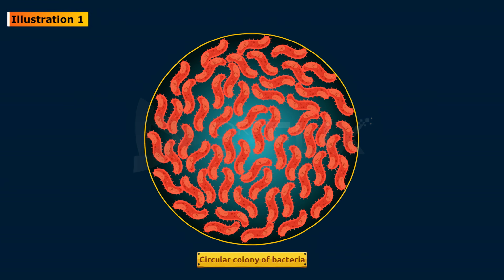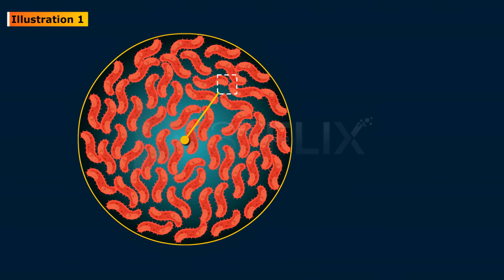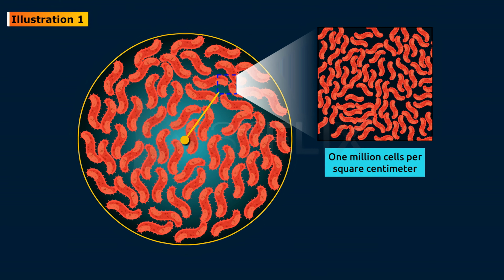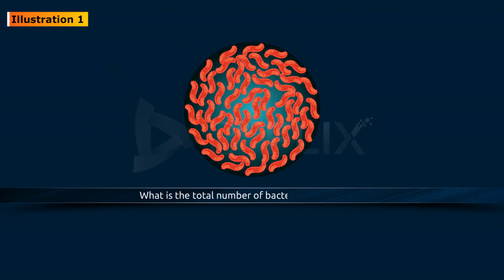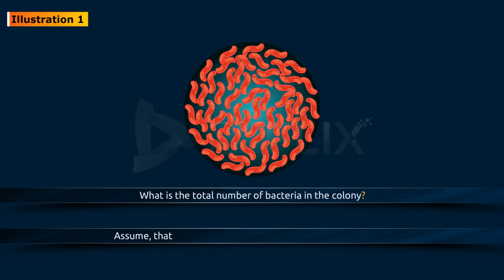A circular colony of bacteria has a radius of 0.5 centimeters. At distance r from the center of the colony, the density of the bacteria in units of 1 million cells per square centimeter is observed to be B(r) = 1 - r². What is the total number of bacteria in the colony? Assume that the distribution of bacteria is radially symmetric.